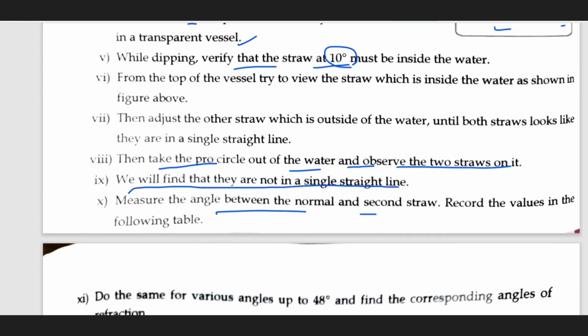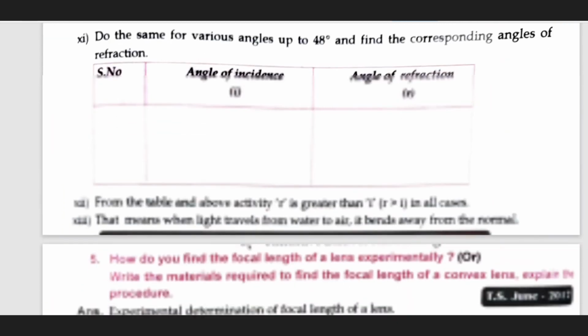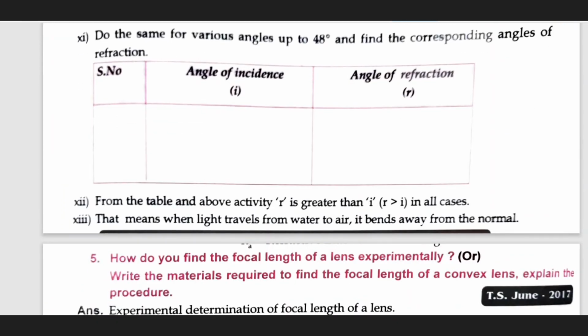Measure the angle between the normal and the second straw and record the values in the following table. Do the same for various angles up to 48 degrees and find the corresponding angles of refraction, and note down the angle of incidence and the corresponding angle of refraction for every angle of incidence. From the table and the above activity, we can say that r is greater than i in all cases, and the light ray bends away from the normal when it travels from denser to rarer.